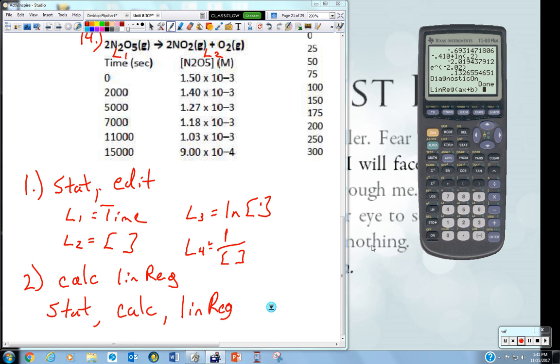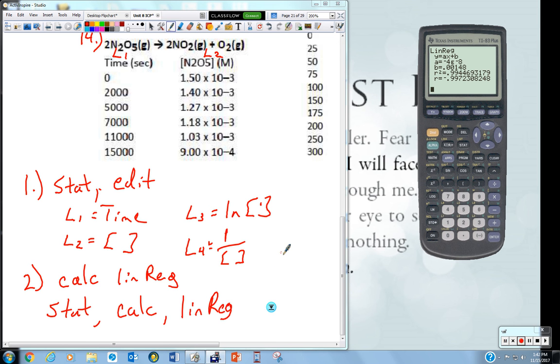So if you get the one where it comes up to your regular screen and it says linreg ax plus b, you're going to do for 0 order, you're going to go second L1, comma, second L2, and then you hit enter. If you get the one where it tells you to edit, your first one's going to be L1, your second one's going to be L2. It just depends on how new or old your calculator is. If you know how to do this, great.